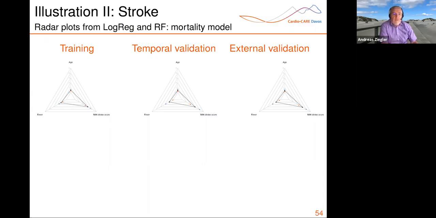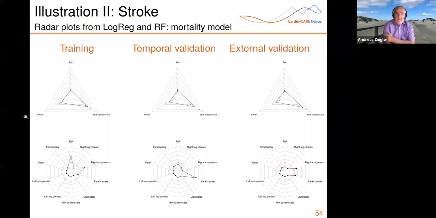There were just three variables that strike out clearly: age, the NIH stroke scale overall score, and fever. And fever, of course, is an indicator for some kind of infection that's going on in the body. And of course, this is quite a bad situation. And you can see that the overall pattern looks very similar, but this has to do with the scaling.